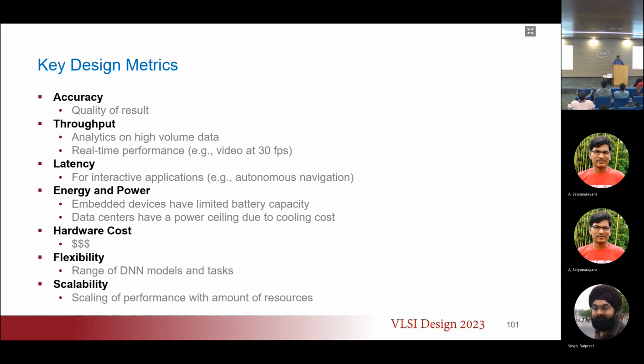Right? That's a direct trade-off. We have throughput, which is analytics on high-volume data. We have latency for interactive applications. You have energy and power that you care about. Your hardware cost, flexibility. And so what's flexibility?